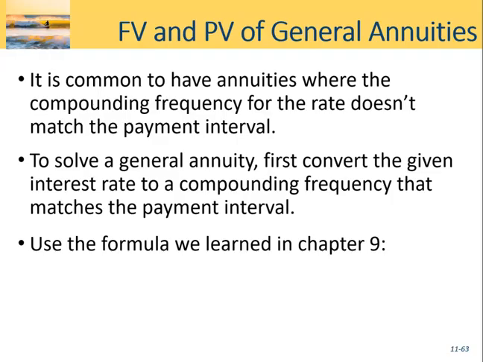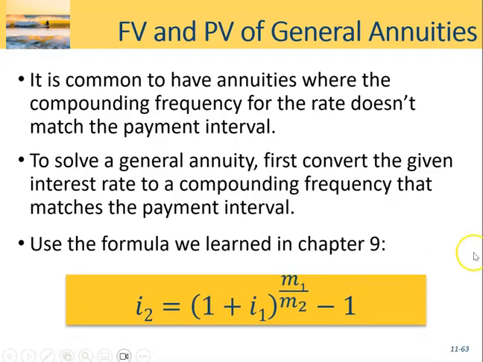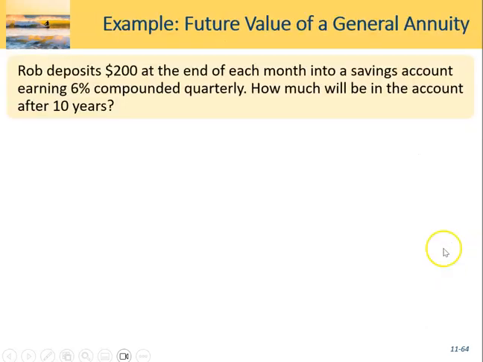So to solve a general annuity, the first thing we need to do is convert the given interest rate into a compounding frequency that matches the payment interval. Okay, so let's have a look. So Rob deposits $200 at the end of each month into a savings account and earns 6% compounded quarterly. How much will be in the account after 10 years?